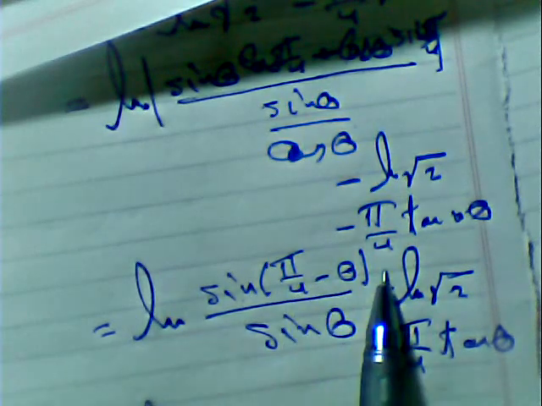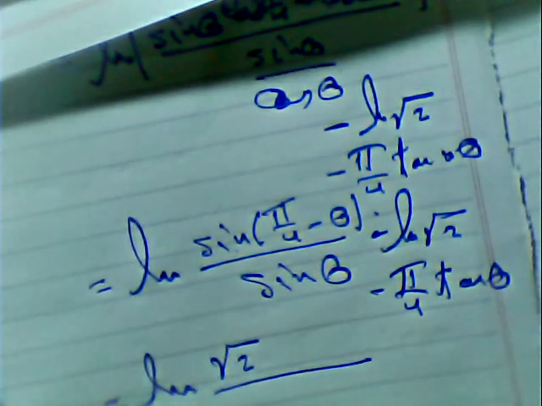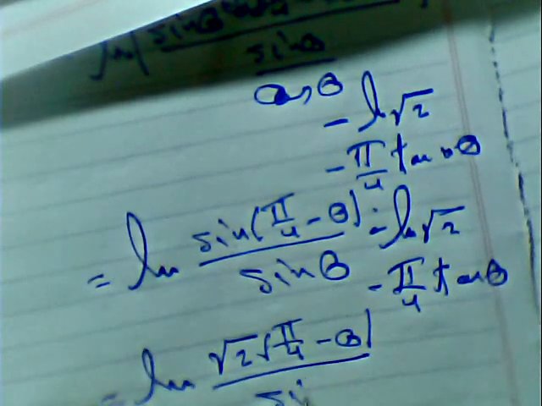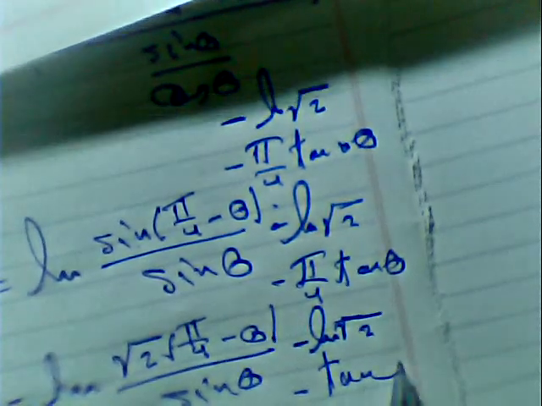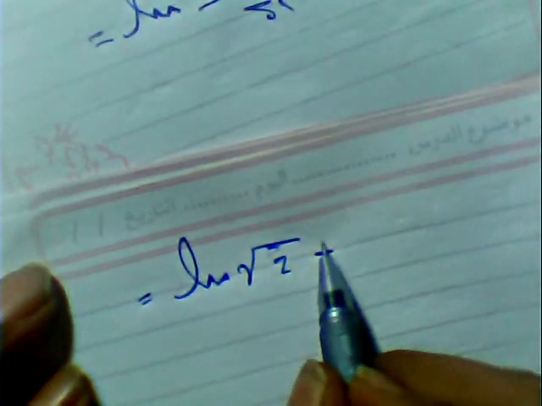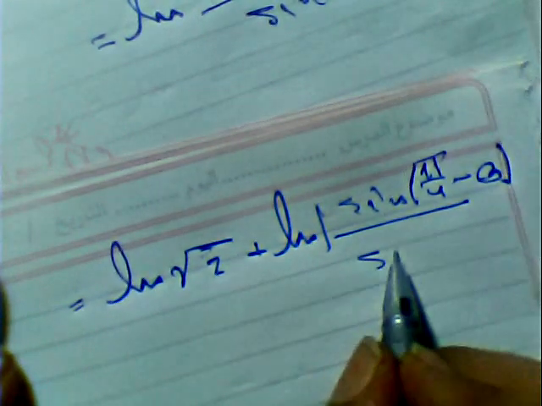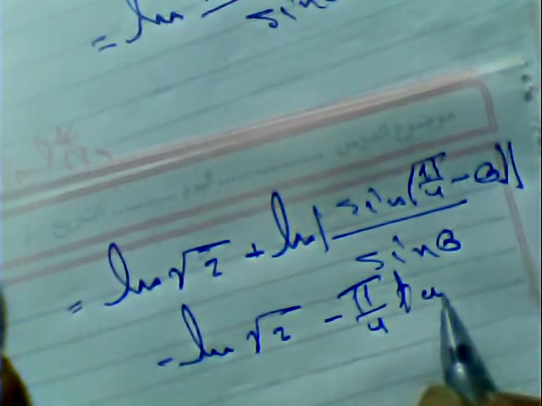We can take this outside, then ln of square root of 2 times sine of pi over 4 minus theta over sine theta, minus ln square root 2 minus tan theta. Then the integral is coming: ln square root 2 plus ln of the modulus of sine of pi over 4 minus theta over sine of theta, minus ln square root 2 minus pi over 4 tan theta.